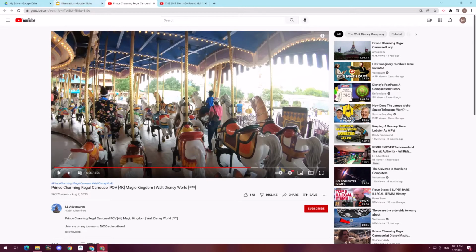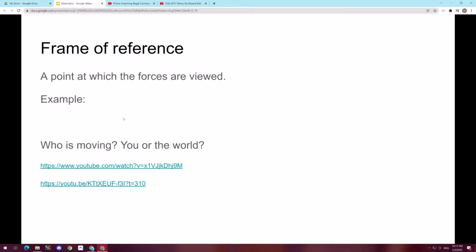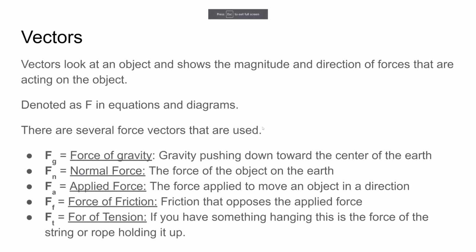Alright. So that's frame of reference, and how you can view things differently based on your point of view and where you are. With all of the problems that we're going to be talking about going forward, we'll be talking about one frame of reference, and that frame of reference only, not from multiple angles, but from a single point of reference.